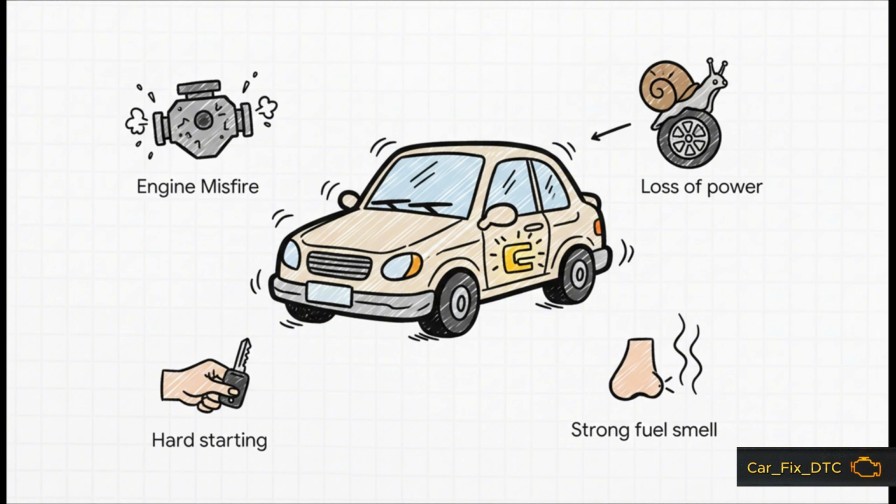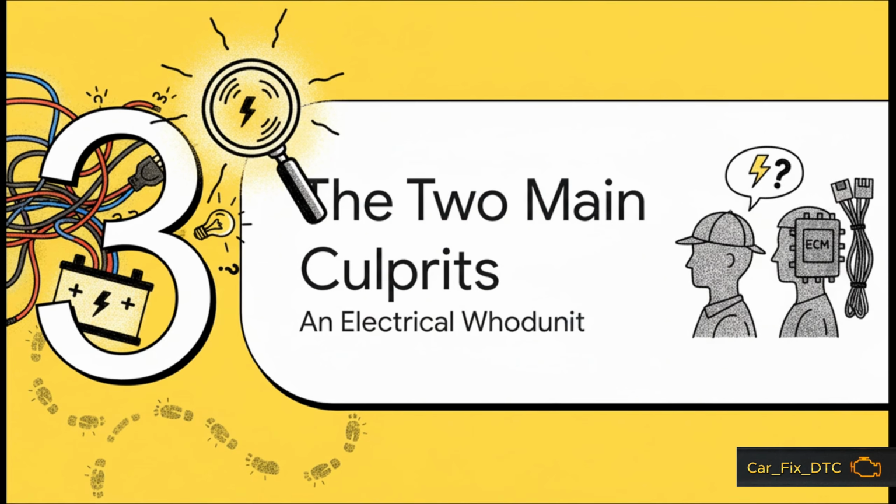You'll definitely feel a loss of power when you hit the gas. Sometimes it can get bad enough that the car is really hard to start. You might even smell raw, unburnt fuel coming out of the exhaust. And of course, your check engine light will be on, and you'll probably see a P0301 misfire code right alongside it.